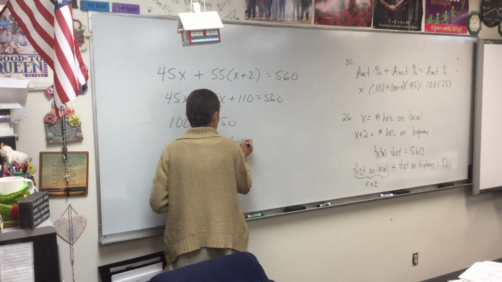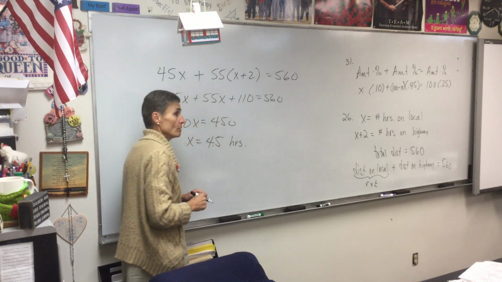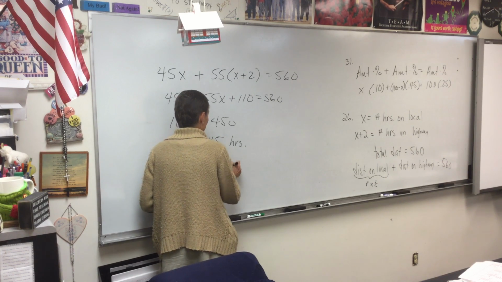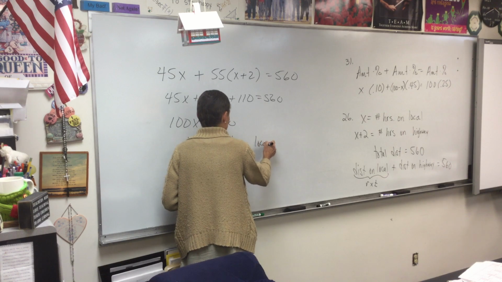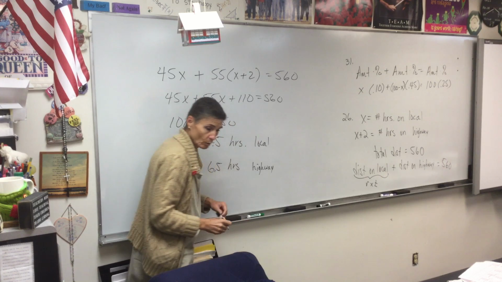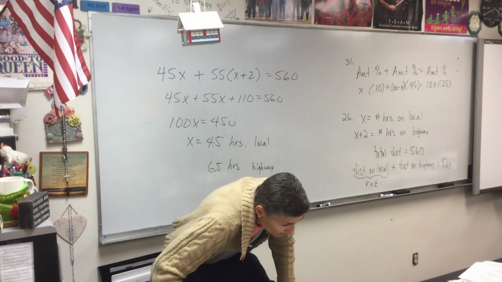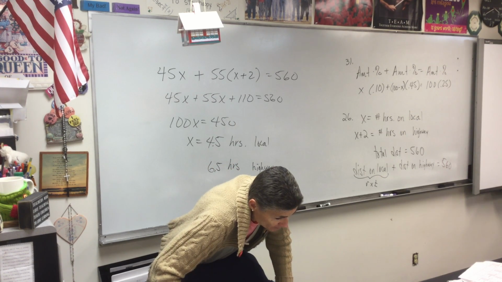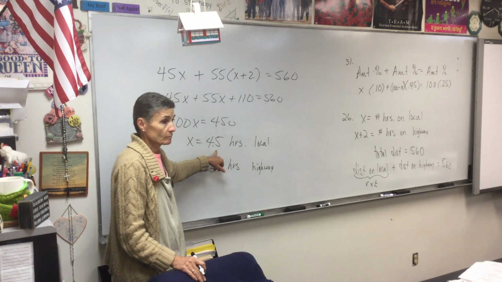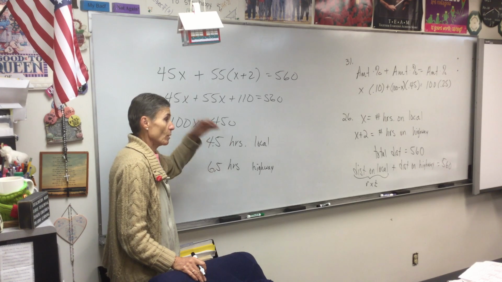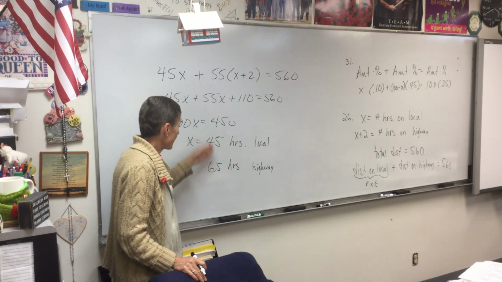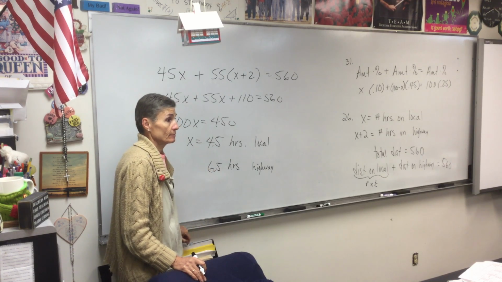I got 4.5 hours for the local roads and 6.5 hours for the highway. So I don't know what the question asked. How many hours did they spend on the local highway? So that'd be 4.5. If the question said how many hours did the trip take, you would add those and say 11.